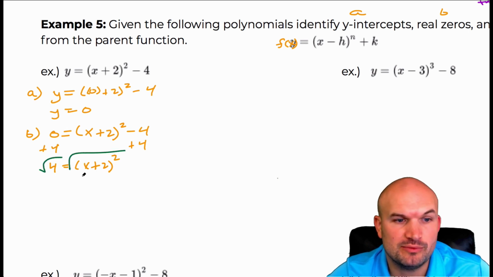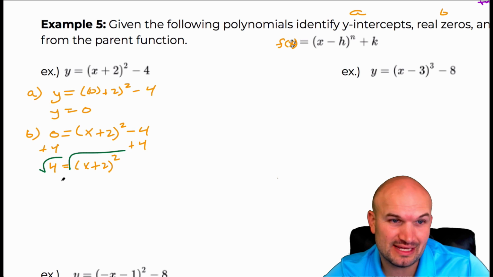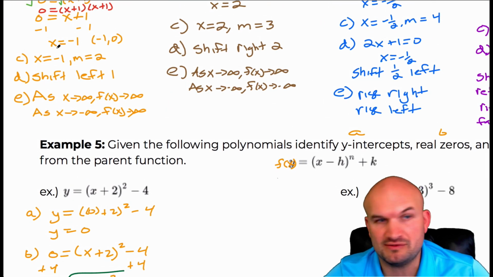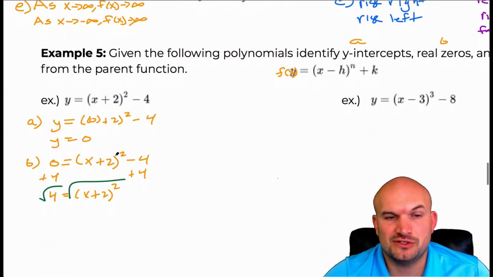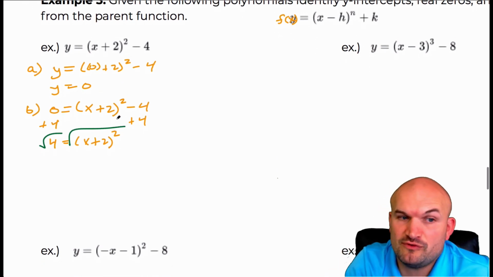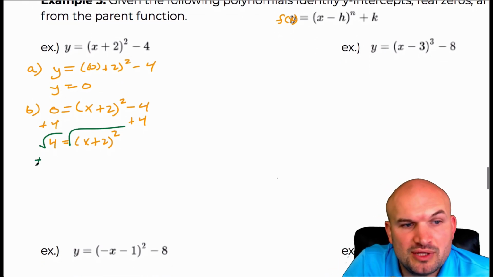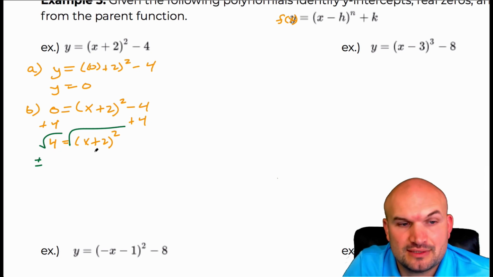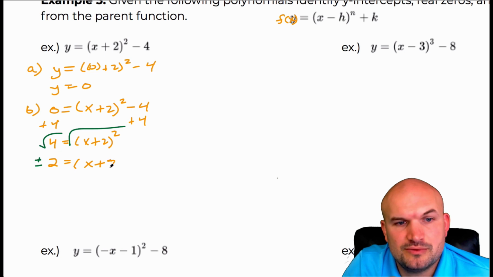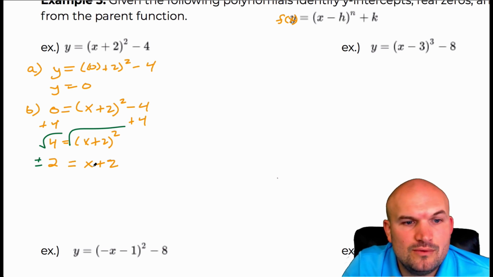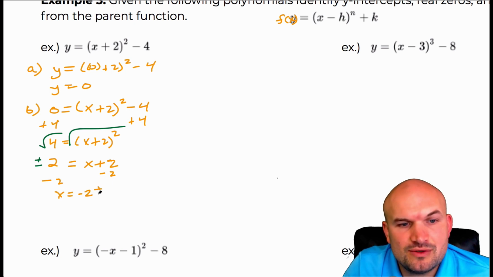Now I can introduce the square root method. So I take the square root of both sides. And here's the important thing: last time we were taking the root of 0, it didn't really matter because it's always going to be 0 and there's no plus or minus. Well, now I'm taking the square root of 4, so I have to introduce plus or minus 2 equals x plus 2. I don't need the parentheses anymore because I got rid of the square. So now, when I subtract to find my zeros, here comes the interesting case. x equals negative 2 plus or minus 2.